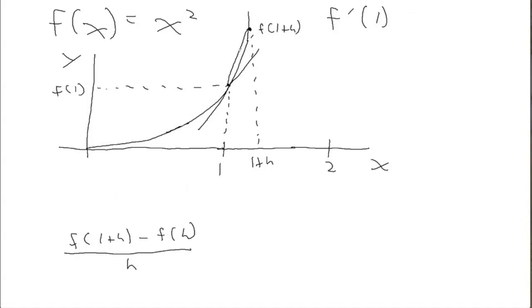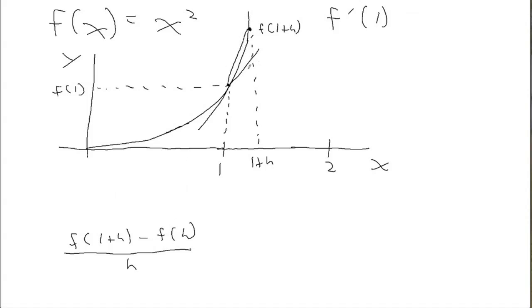But wait, there's a problem. We didn't want the slope of the secant line. We wanted the slope of the tangent line. What good does it do us to know the slope of the secant when we want the slope of the tangent? Well, the mathematicians use a clever trick here. They say, if these two points are close enough, the slope of the secant is close to the slope of the tangent. So we could use this to approximate the slope of the tangent, because you can see this slope is not that far from this one.